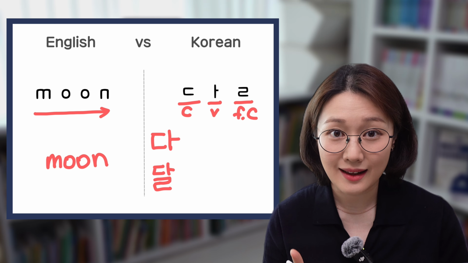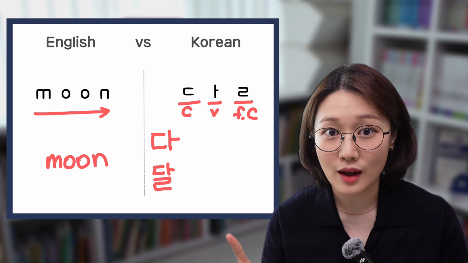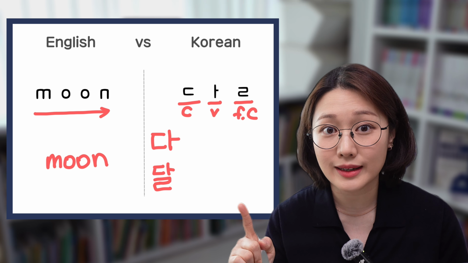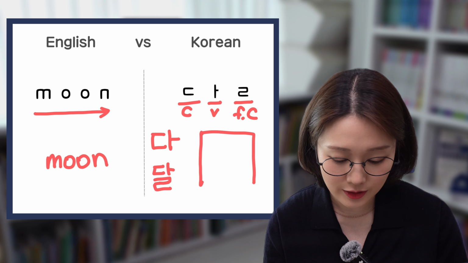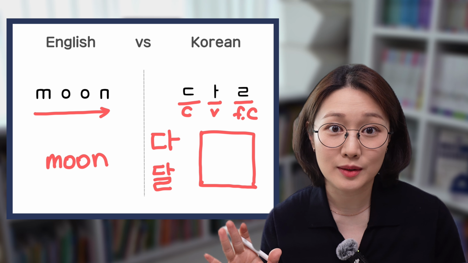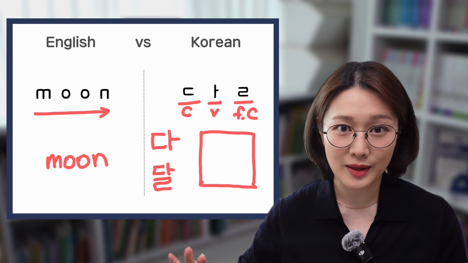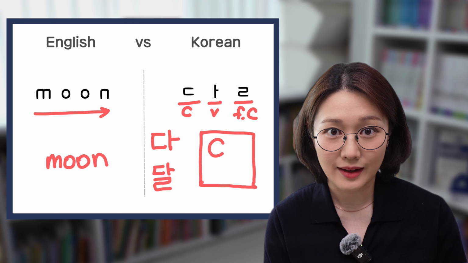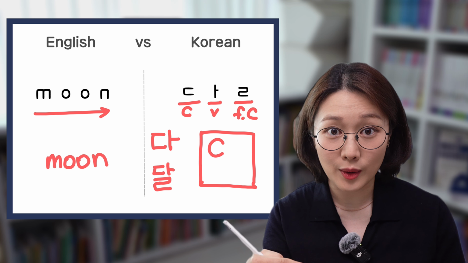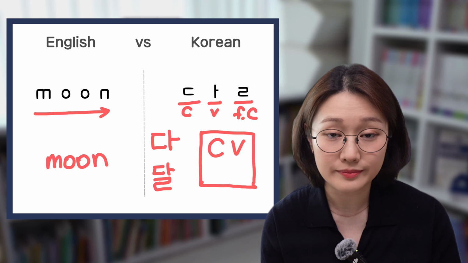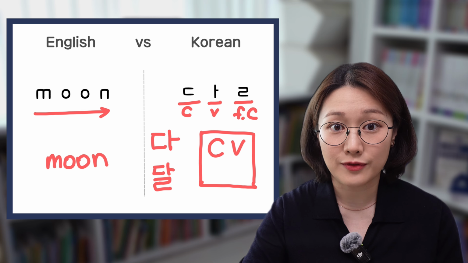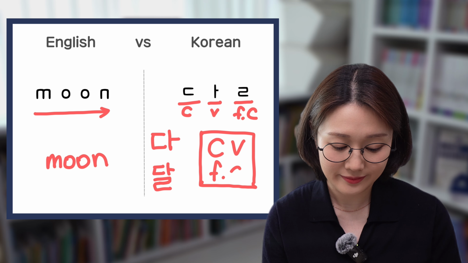Remember this, in Hangul, one syllable block is written as one letter block, like in a square shape. So, square shape. A Hangul syllable block always starts with a consonant position, on the left or on the top. And a syllable can end with a vowel or with a final consonant.